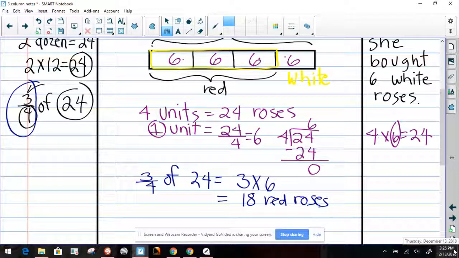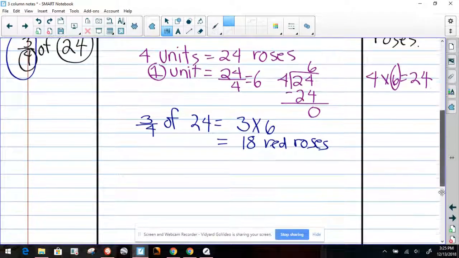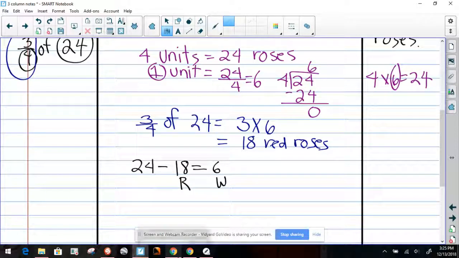And you can also do a subtraction. 24 minus 18 roses, that will give you six roses left. Okay, so we can do that here again. Let me show you. It's going to be 24 roses minus 18 roses that are red. These are red. The remainder will be 6, and these will be white roses.